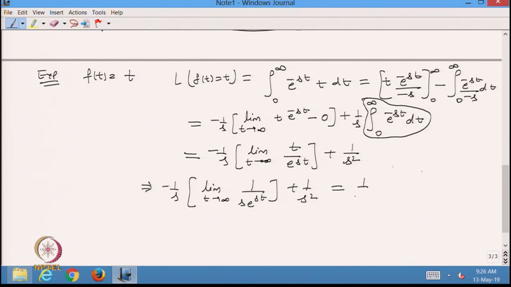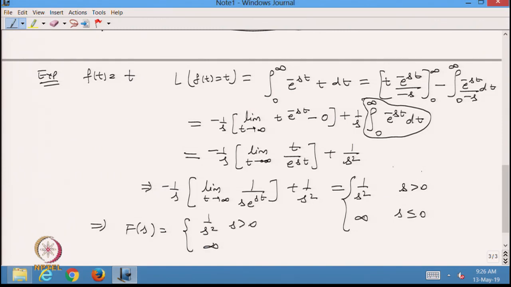So, from here I will get 1 by s square when s is positive, and similarly if I take s negative, then its value will be negative infinity. So, this will be equal to 0. From here I can say that my F(s) will be of this type, and infinity when s is less than 0.